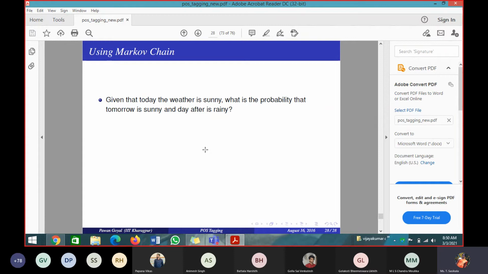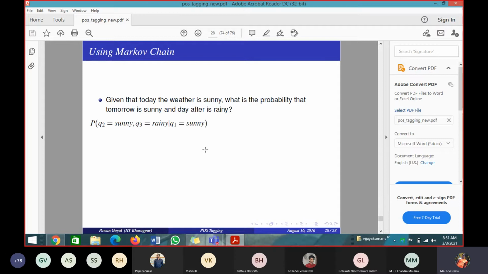Given today's weather, and the table has today and tomorrow. So today's weather is sunny, and what is the probability that tomorrow is sunny and the day after tomorrow is rainy? Point 0.04, ma'am. I don't know the answer, I have to check it. Everybody is getting 0.04? Yes, ma'am. 0.04. Okay, I have to solve it now.